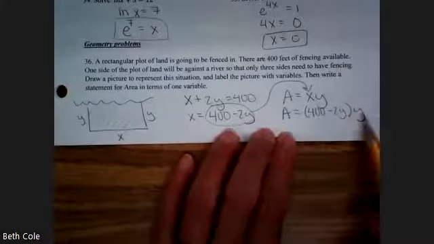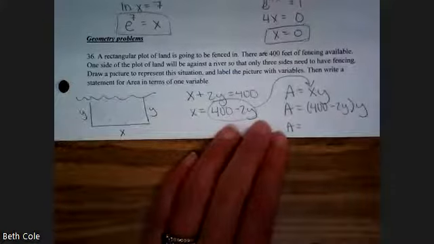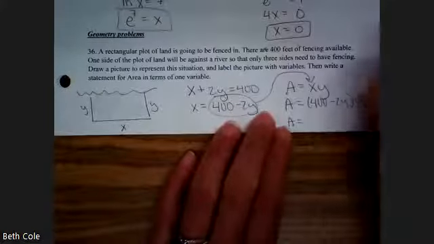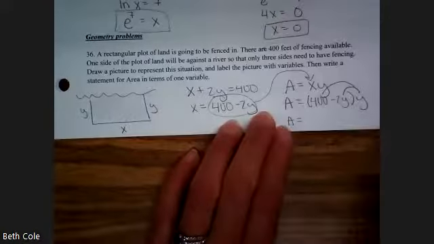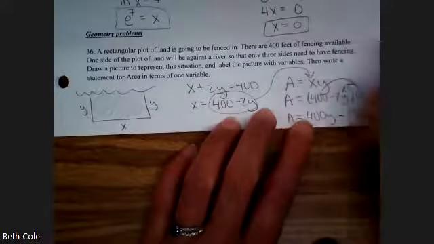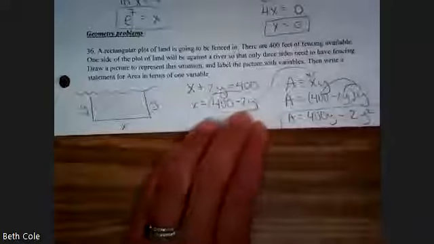And then what would you do with this y out here? Yeah, distribute. Good. So what's that going to give you for your final answer? 400y minus, good, minus 2y squared.